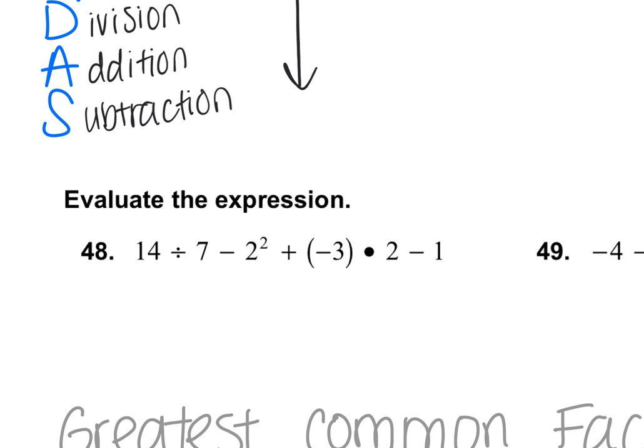Next thing we look for are exponents. So look for your exponents. I notice that we've got an exponent here, an exponent in 2 to the second power. So let's go ahead and evaluate that. 2 squared, or 2 times 2, is going to be 4, okay? So we're going to rewrite the whole thing. Instead of 2 squared, we're going to write 4. So 14 divided by 4... minus 4 plus negative 3 times 2 minus 1.